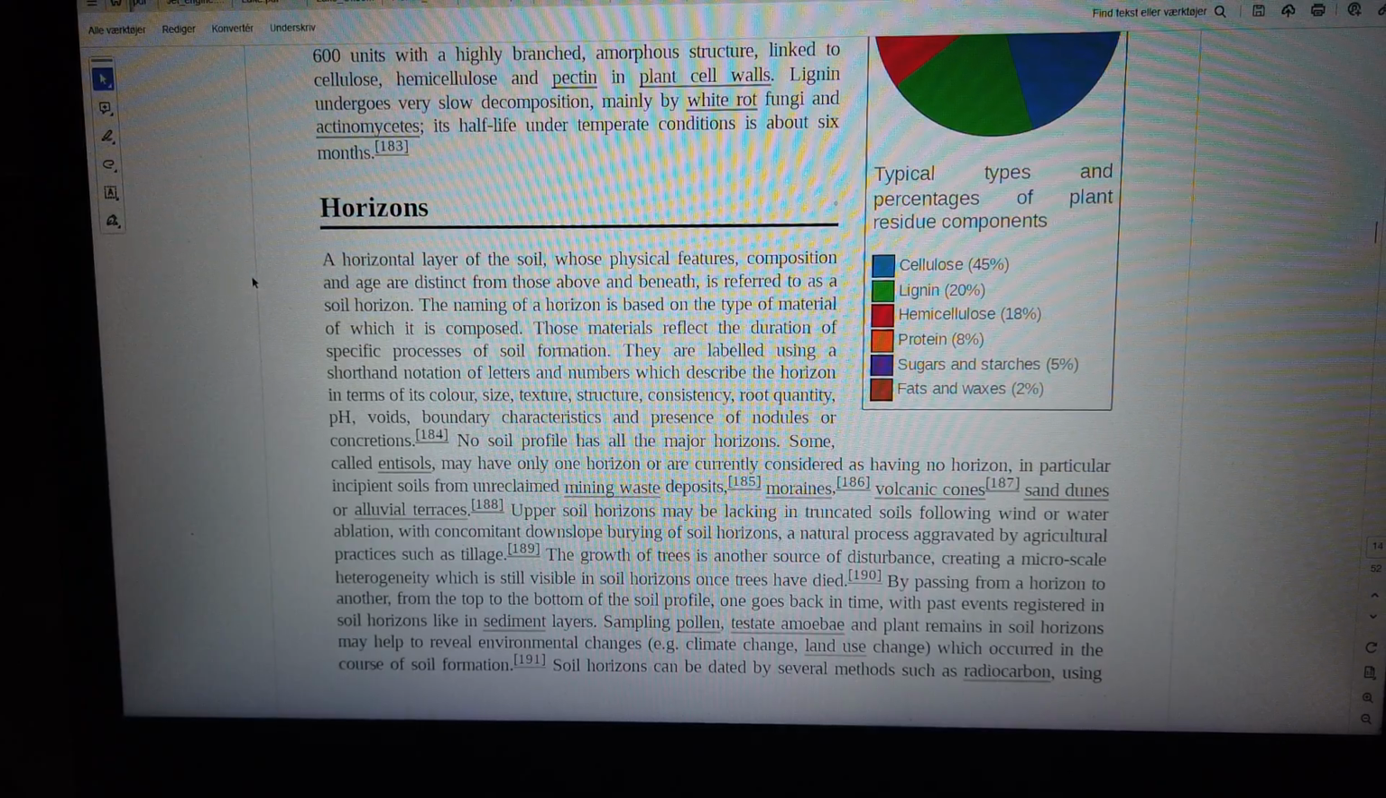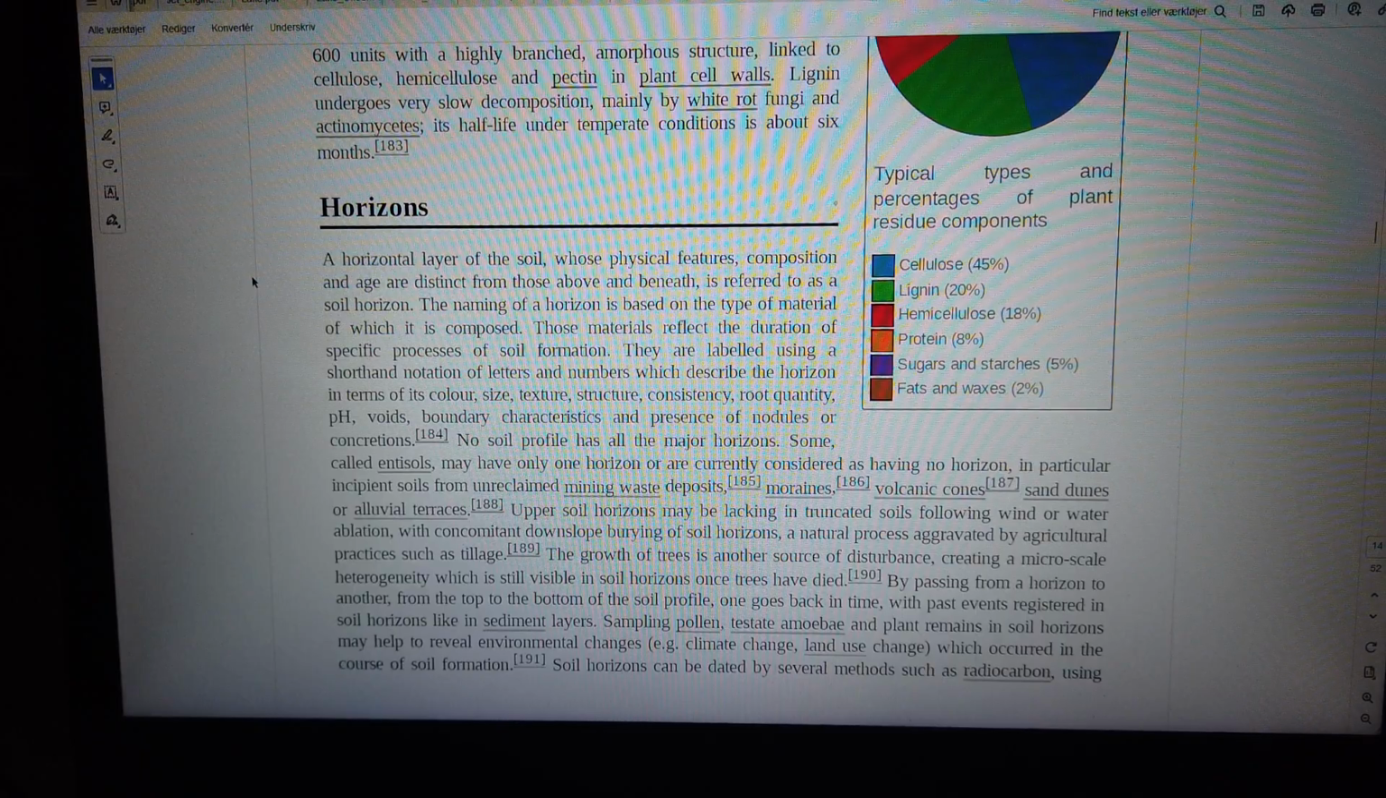189. The growth of trees is another source of disturbance, creating a microscale heterogeneity which is still visible in soil horizons once trees have died.